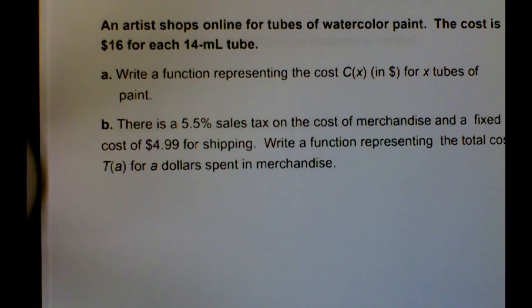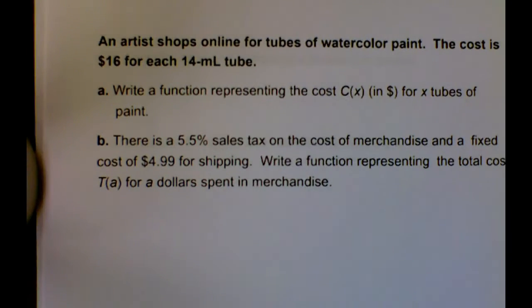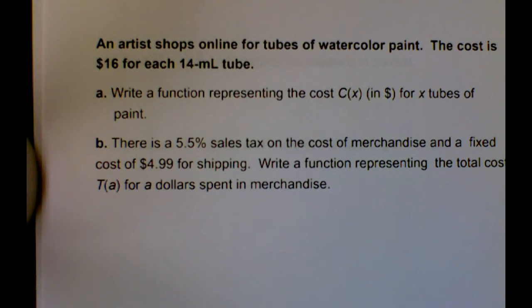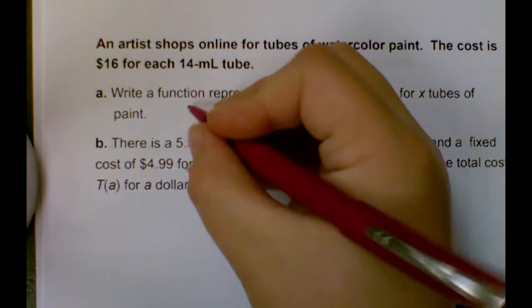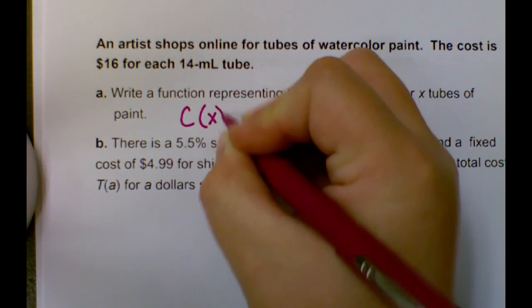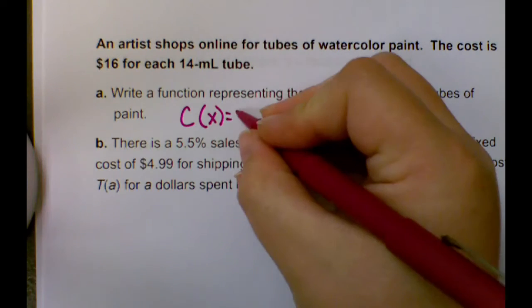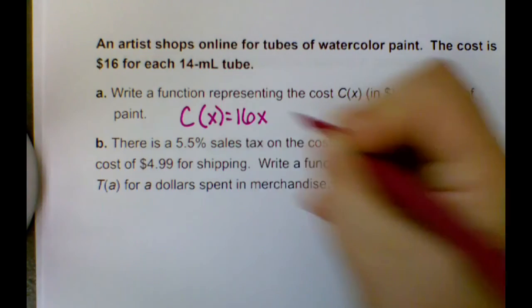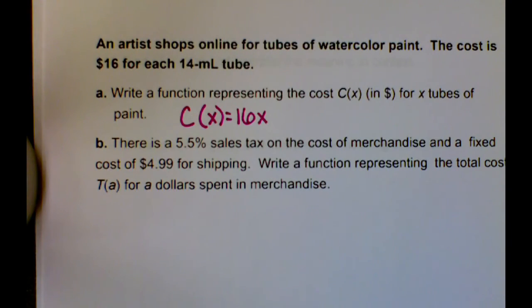All right, now we're going to do a little application here. An artist shops online for tubes of watercolor paint. The cost is $16 for each 14 milliliter tube. We're going to start by writing a function representing the cost, C of x, in dollars for x tubes of paint. Well, cost of x tubes of paint is going to be $16 times x tubes of paint.